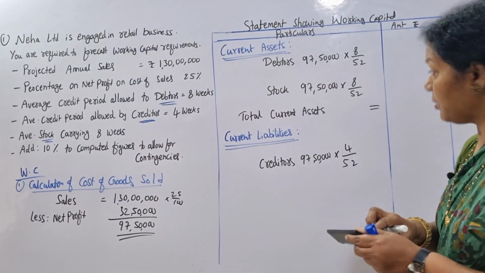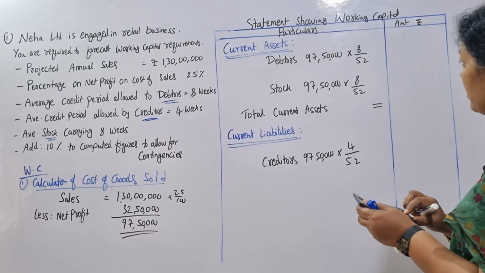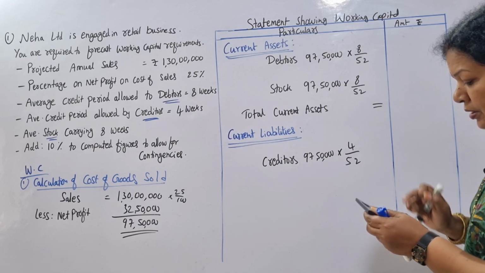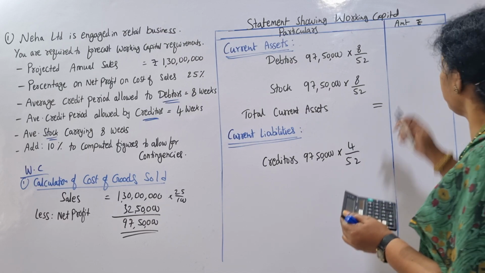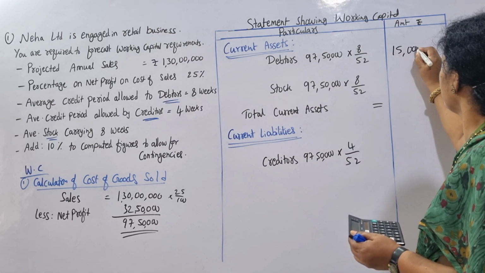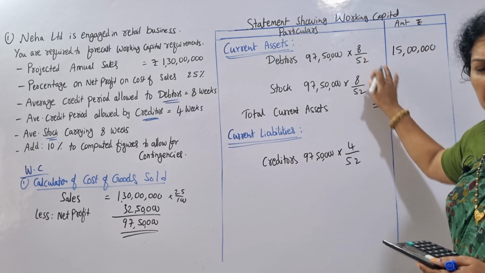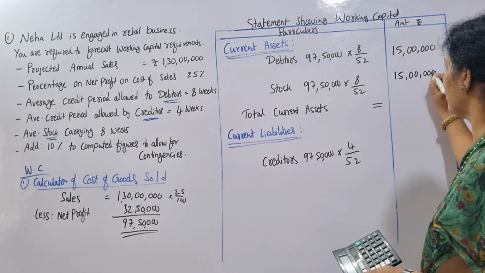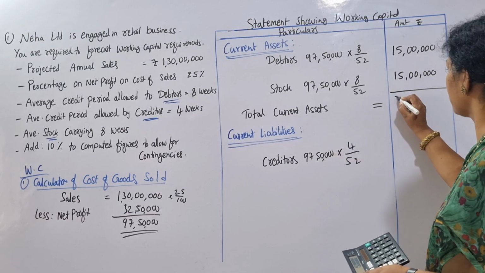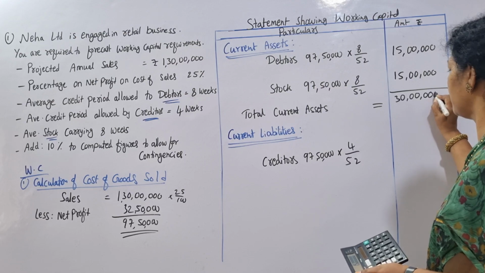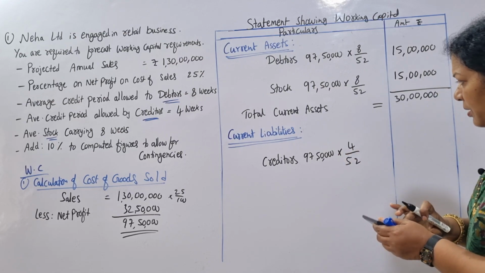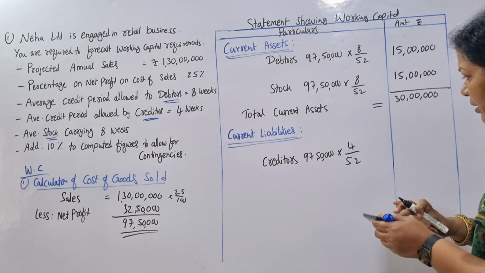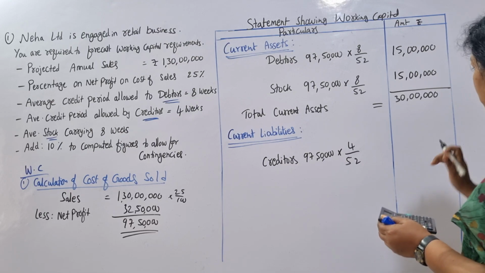First one is 97 lakh 50,000, into 8 divided by 52 comes to 15 lakh. This is also 15 lakh, same amount. If you calculate, same amount we are going to get. So total of current assets is 30 lakh. Now creditors, 97 lakh 50,000 into 4 divided by 52, which comes to 7,50,000.